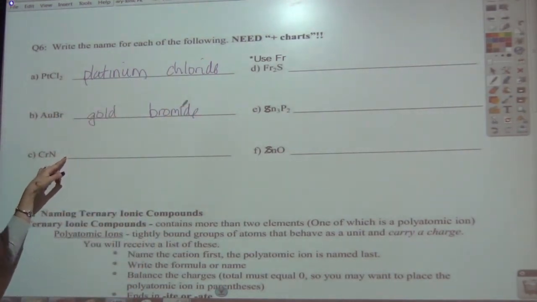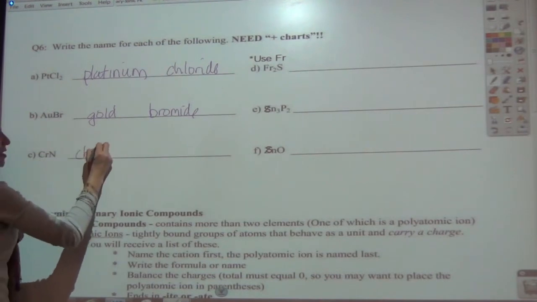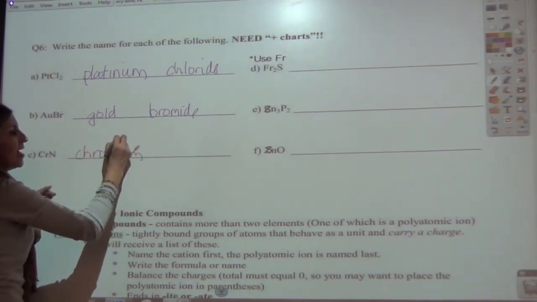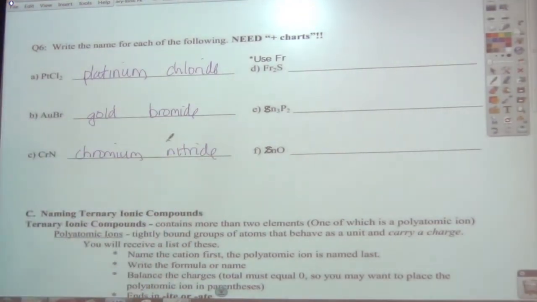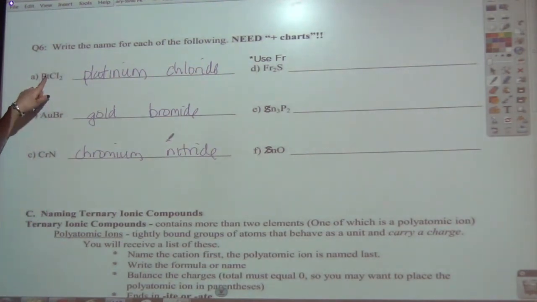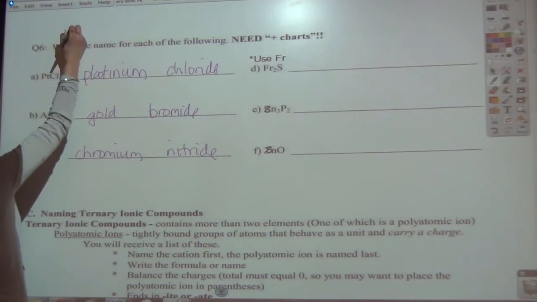Next person, what is Cr? Chromium. Leave a space. Next person, what is N? Nitride. Okay, let's stop right there. So far, this was really easy, yes? Yes. The problem is, if you check the metal, these all have a variable charge on the metal.